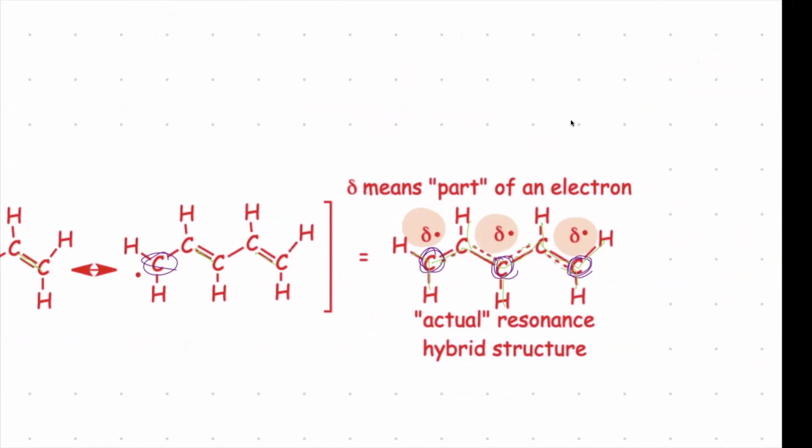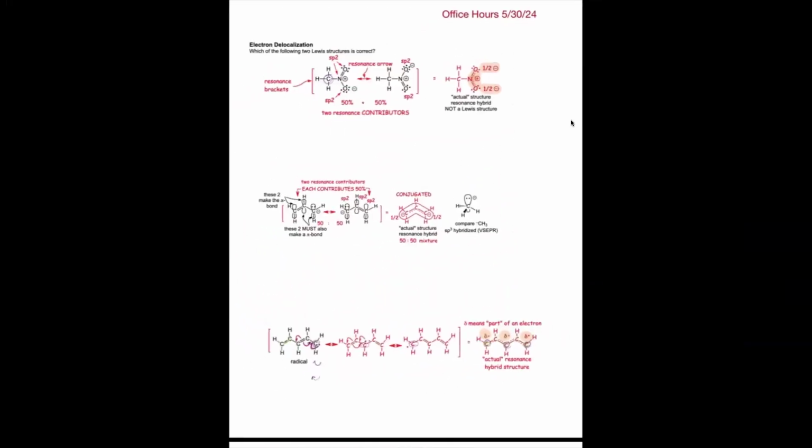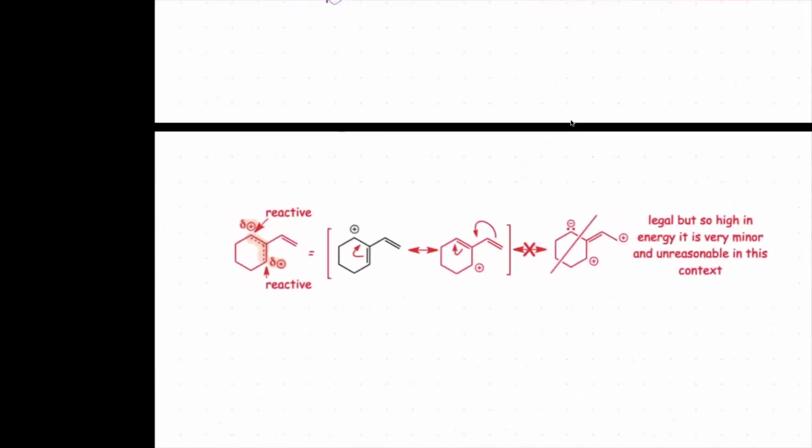And then in the case of a radical, you would just put your delta radical on each of the atoms that held a radical at one point. Okay, so that's how that works for radicals, and it's literally the exact same thing, except you get to move bonds around rather than moving a single electron. And so we'll use this for an example.